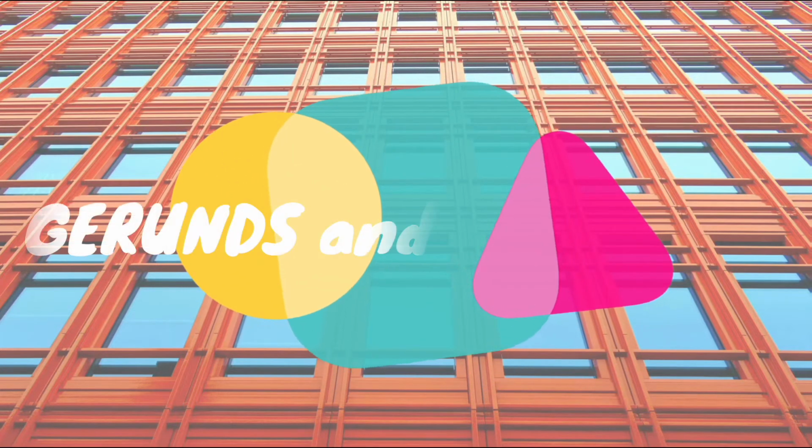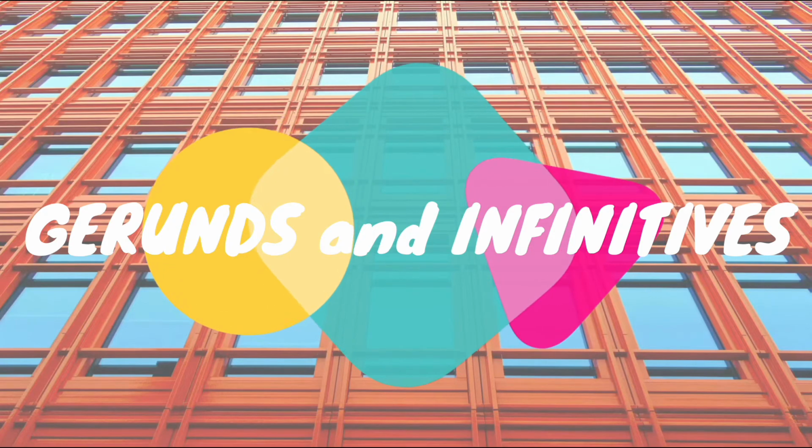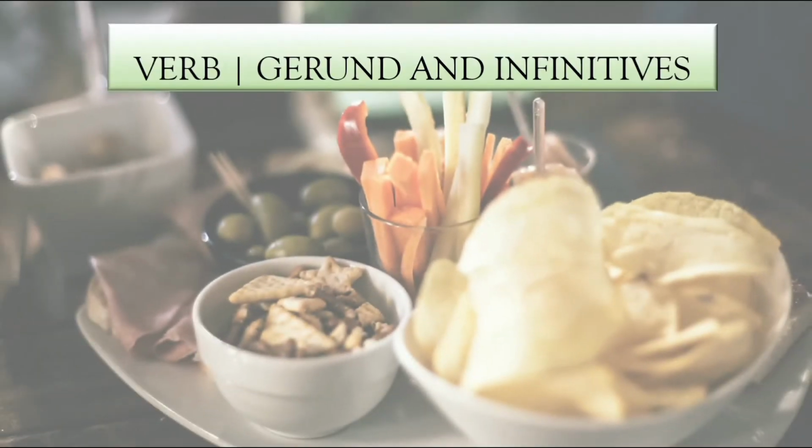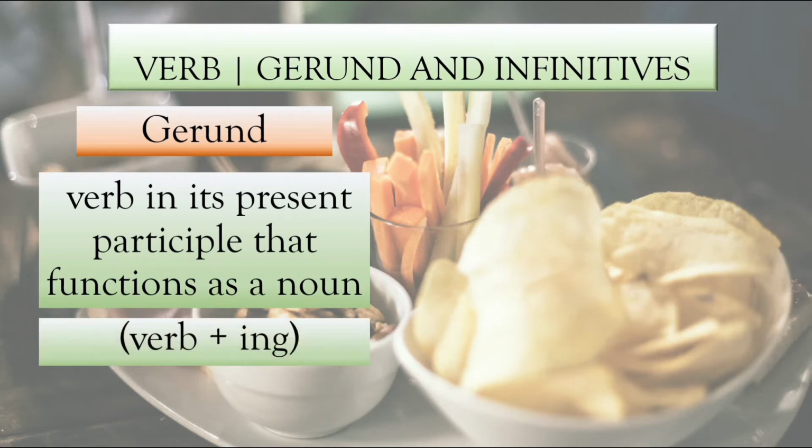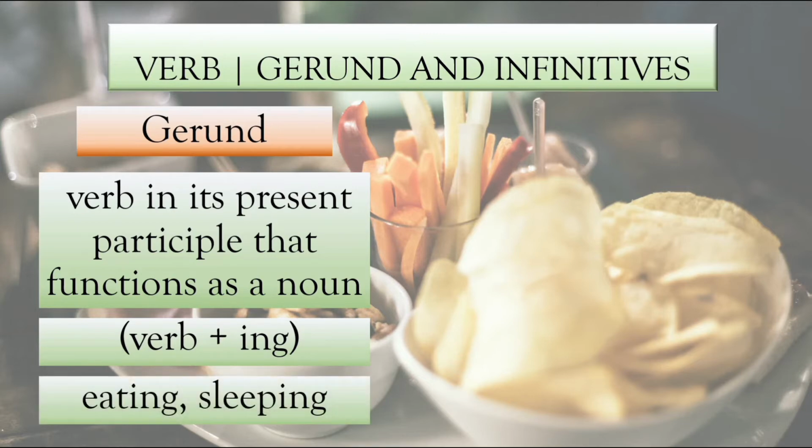Now that we've done noun plurals and nouns and adjectives, let's proceed to the final part of today's topic, and that is verb forms, particularly gerunds and infinitives. Let's refresh what gerund and infinitive are. In grammar, a gerund is defined as a verb in its present participle form that functions as a noun. For the form, a gerund is formed by adding -ing to the base form of the verb. For instance, eat plus ing is eating, and sleep plus ing is sleeping. Just take note that gerunds act as nouns, so eating and sleeping do not function as action verbs.